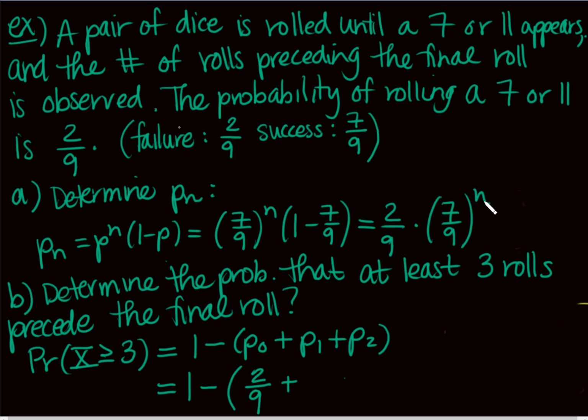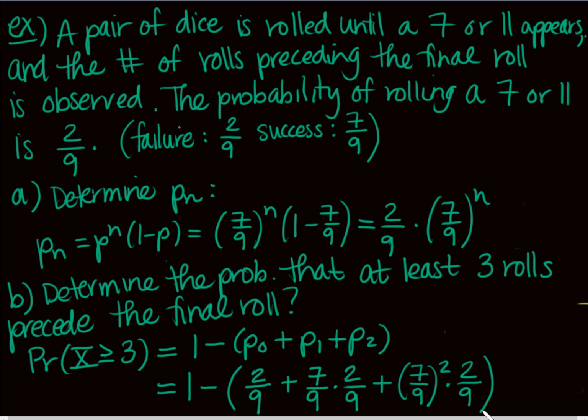For this next one, if n is 1, I'm actually going to put the 7/9 first. And 7/9 to the 1 is just 7/9 times 2/9. What I want you to think about is that this represents the first roll. What's the probability I don't get a 7 or 11 on the first roll? 7/9. What's the probability I do get a 7 or 11 on the second roll? 2/9, right? One failure, and then I hit my success. What about P2? So I get 7/9 squared times 2/9.